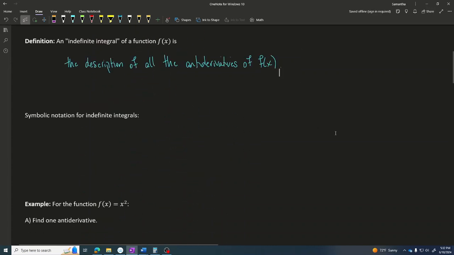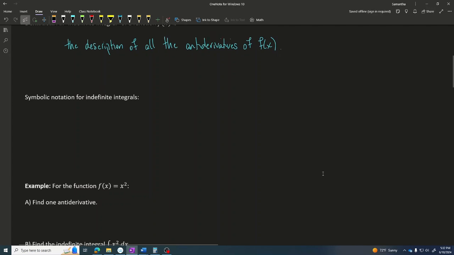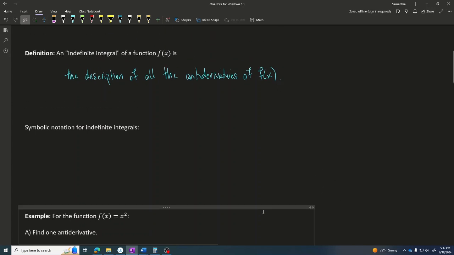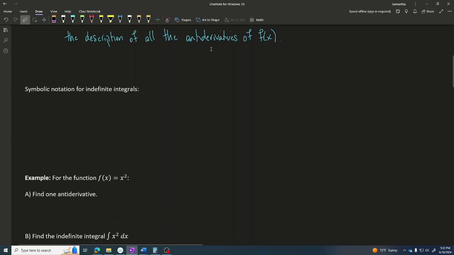Now, if someone is asking you for an indefinite integral of a function, if someone is asking you to describe all the antiderivatives of the function, here is how they ask for it symbolically. It looks a lot like a definite integral with the long s, the f of x, and the dx. But the major difference between this and a definite integral is that there are no limits on the top or on the bottom.